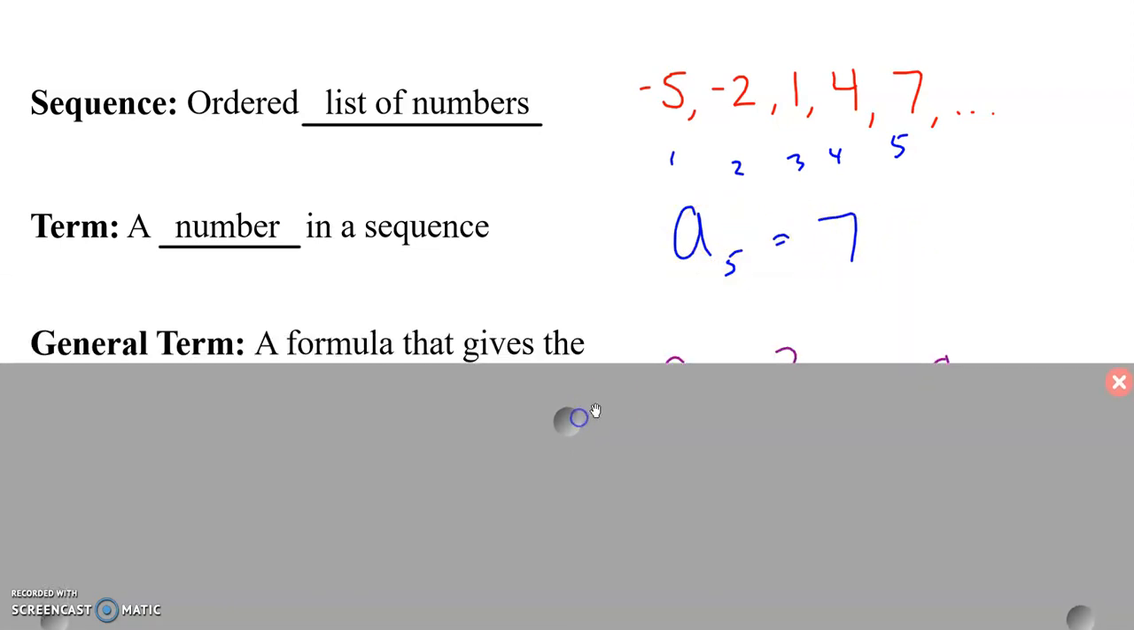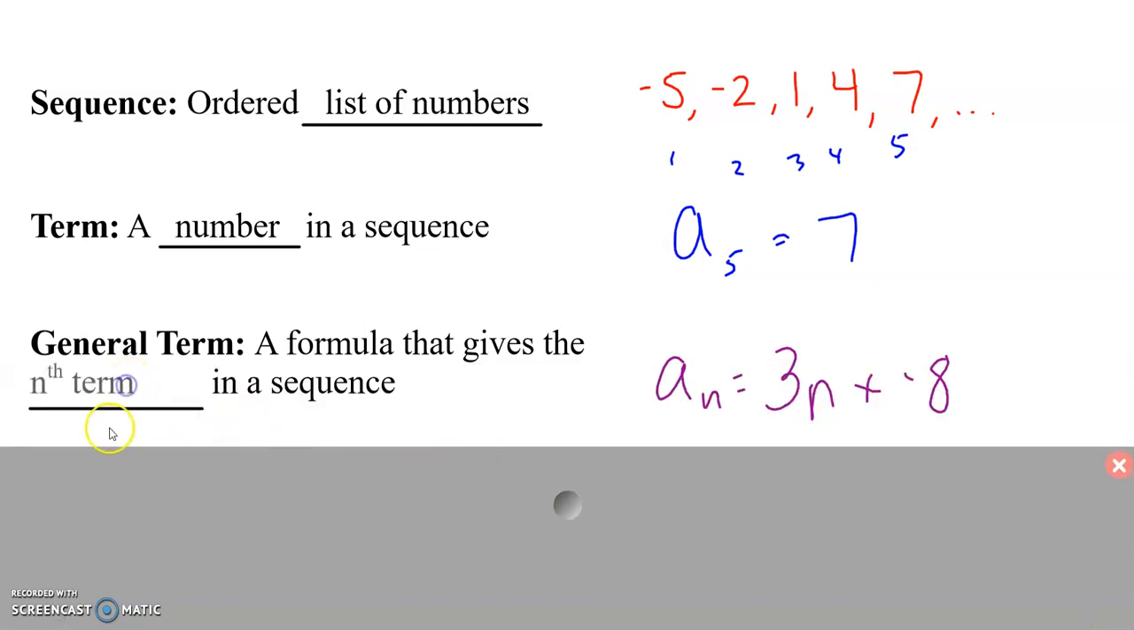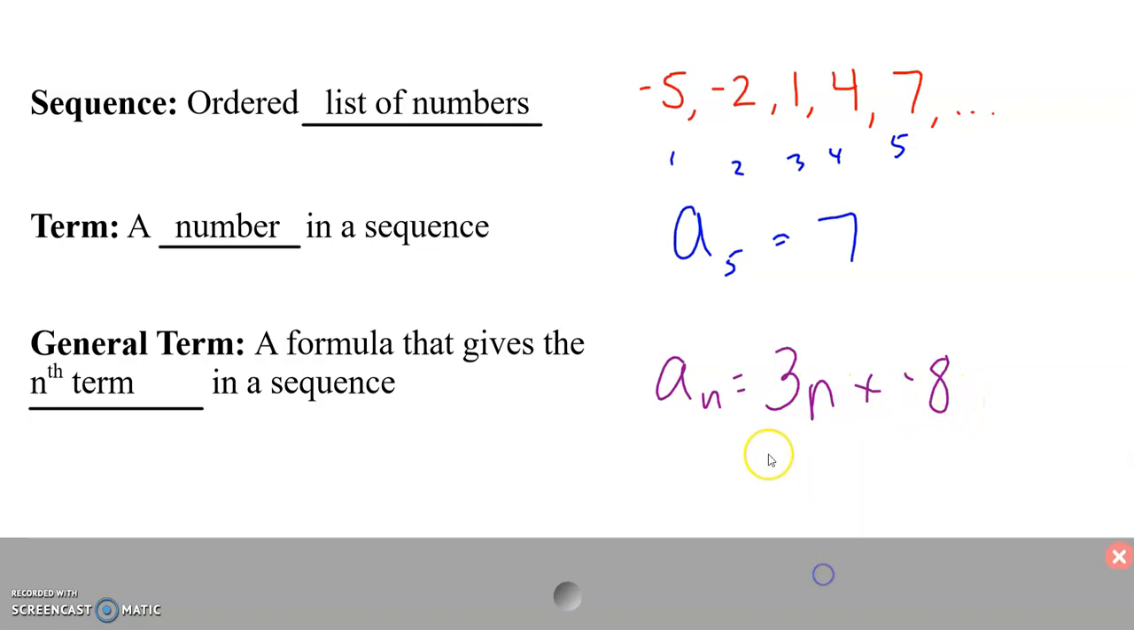And then a general term. Basically, a general term is a formula that gives us the nth term in a sequence. So n could be any number. It's a formula that could give us any number of the sequence. If you think about this sequence and I want to find the 30th number, here's an equation that would give me the 30th number. The formula will always have an a sub n here to find the nth term. You can plug an n into this formula.